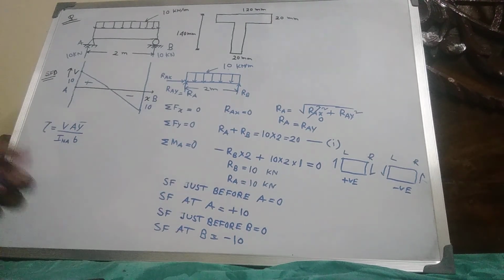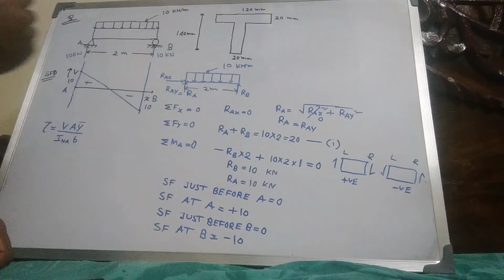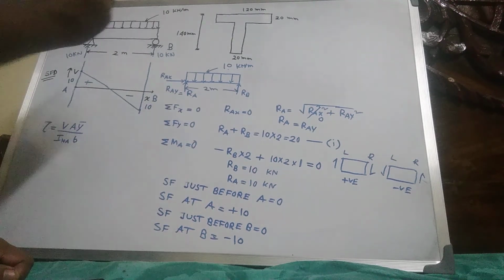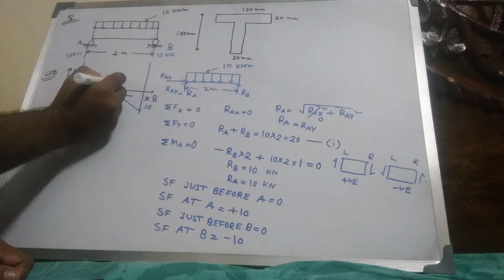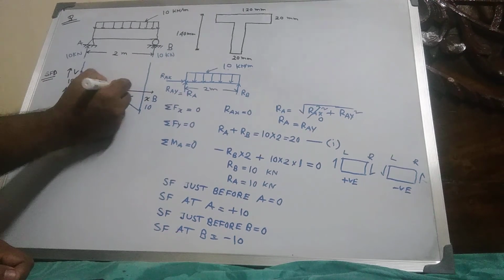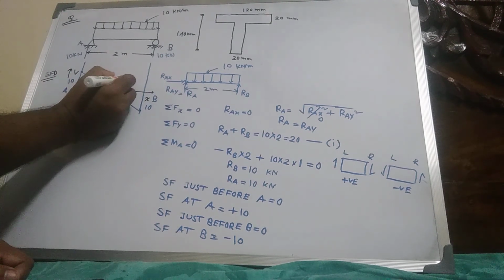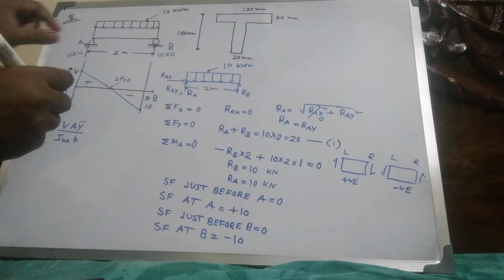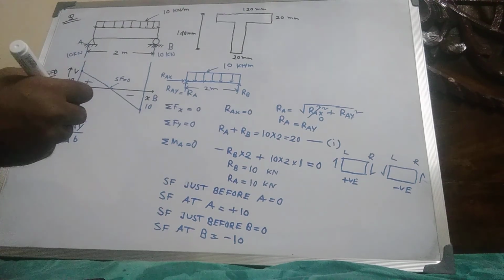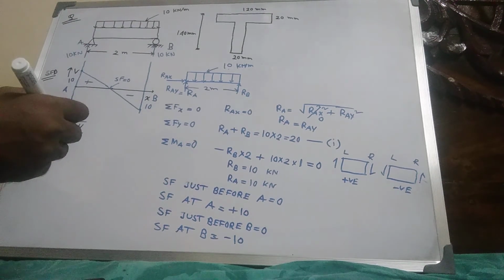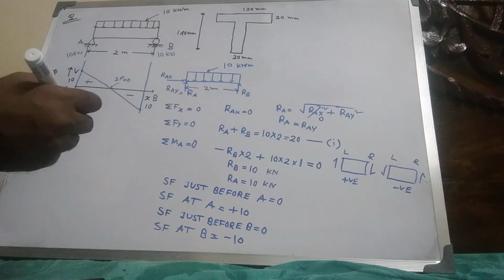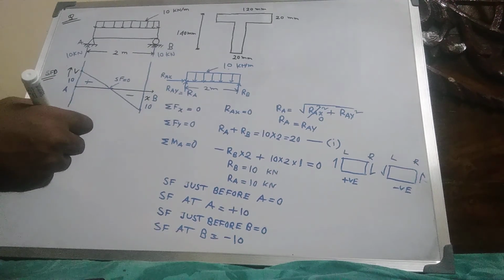Suppose here the shear force is 0. So at this point, this is the midpoint. At these points, the bending moment is either maximum or minimum.